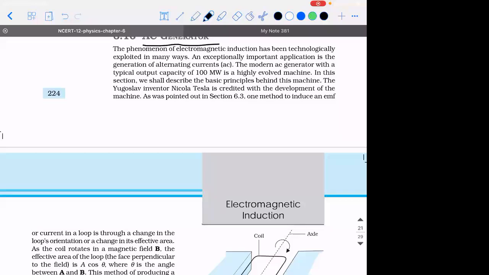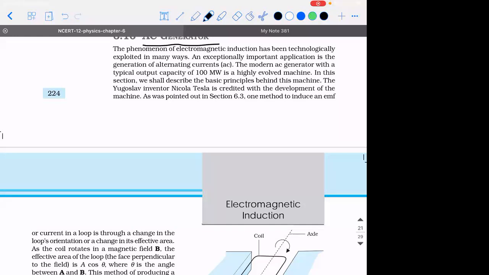So you guys know what is an AC generator, right? What does AC stand for? Alternating. Okay. So what do you mean by alternating current? Alternating current is that current which is bi-directional. It will flow in the forward direction for some time and reverse direction for the remaining half of the time. So it has a time period associated with it.